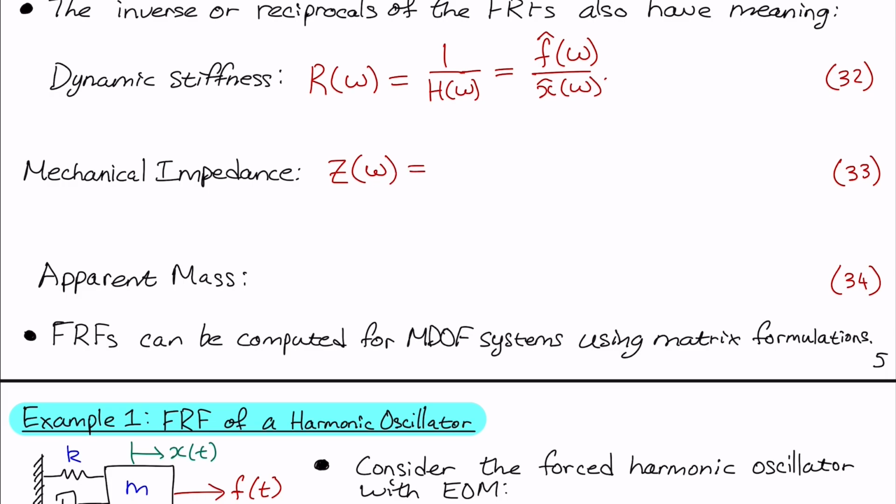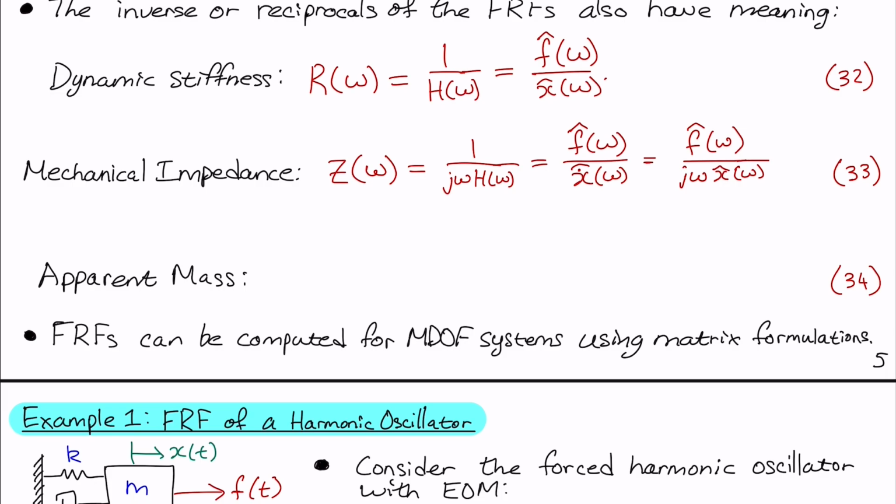The mechanical impedance is the reciprocal of the mobility. So in this case, it is simply 1 over j omega h of omega, which is equal to the Fourier transform of the force divided by the Fourier transform of the velocity, or the Fourier transform of the force divided by j omega times the Fourier transform of the displacement.